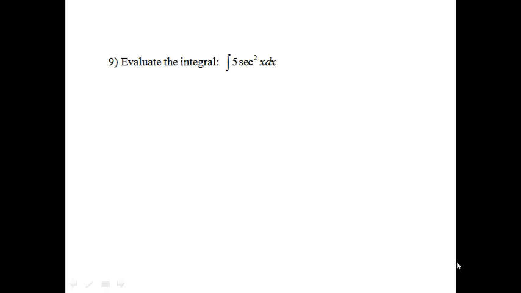Problem 9, evaluate the integral 5 secant squared x dx. Hopefully you are very familiar with this. We know that the integral of secant squared x dx is equal to tangent x plus c. So the only thing different in this problem is there's a 5 there. We don't need it, so we can just bump it out front.